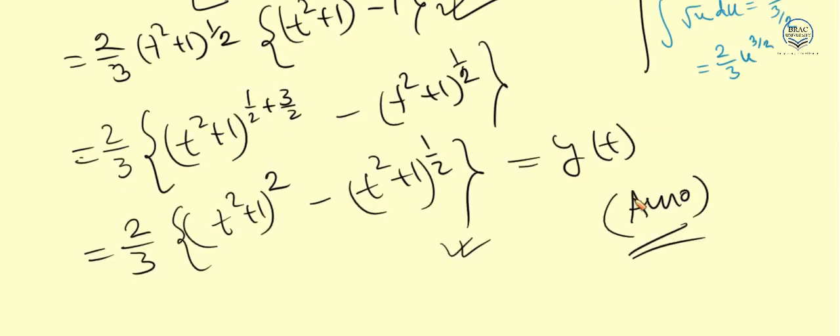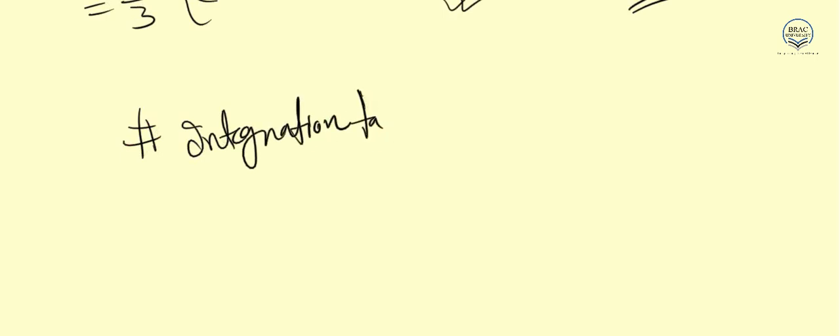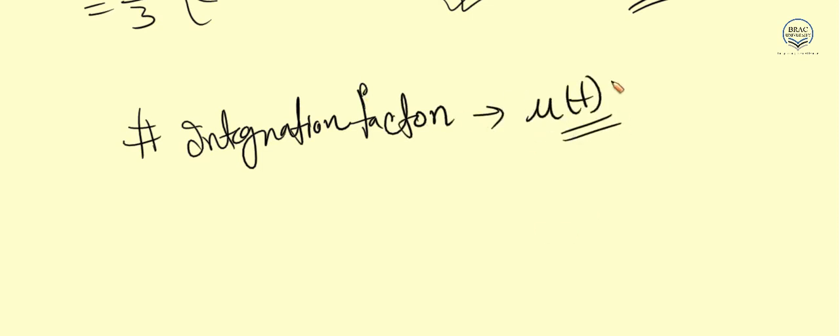That is, first you need to reduce it to the standard equation, then find the unknown function, and note that this unknown function is also called an integration factor. Different literature interprets mu of t in different ways, but this is a very common name, integration factor. So you should know that.